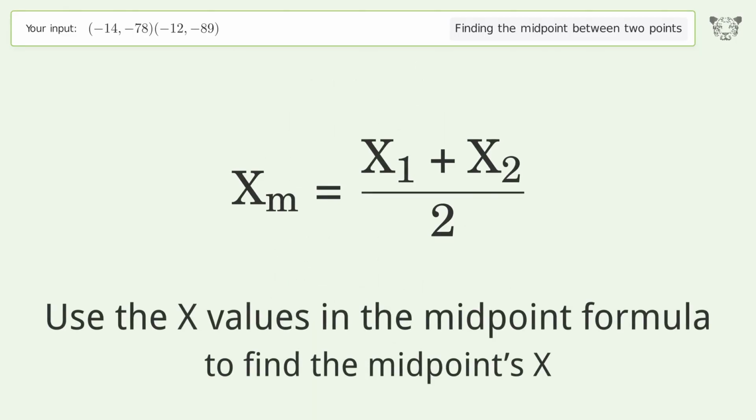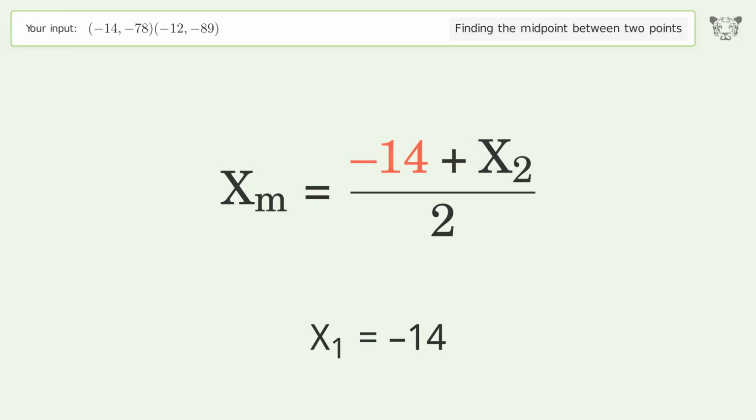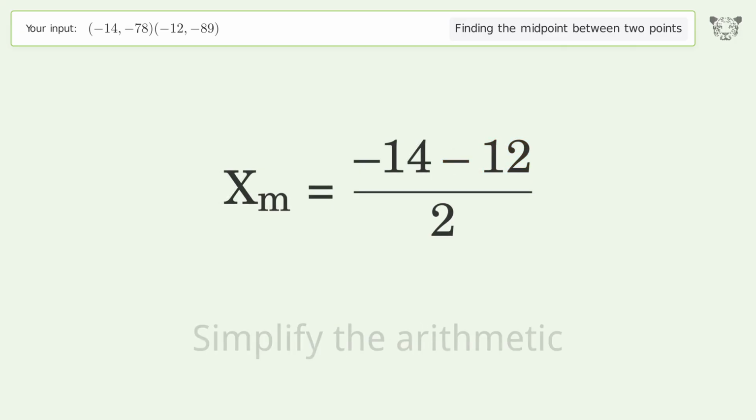Use the x values in the midpoint formula to find the midpoint's x. x1 equals -14. x2 equals -12. Simplify the arithmetic.